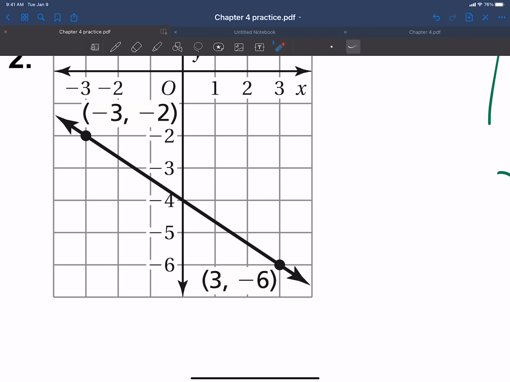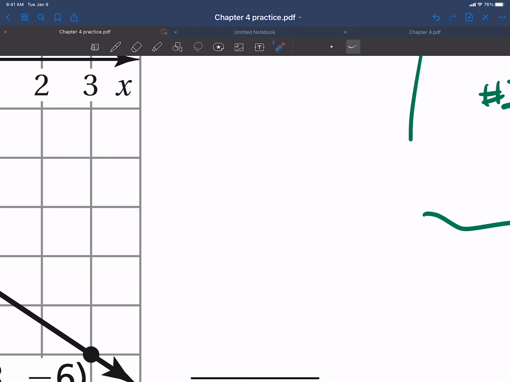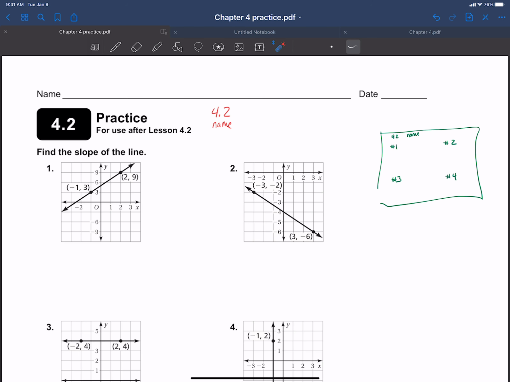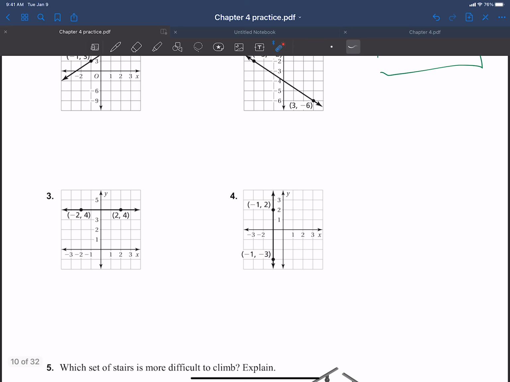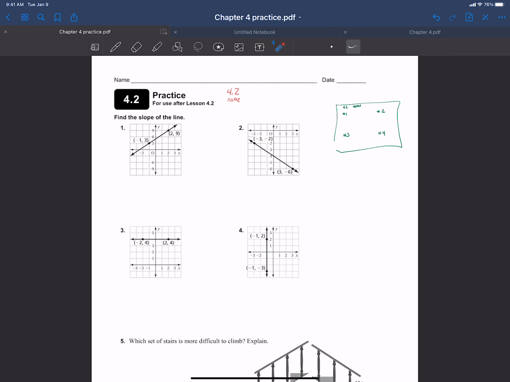Now, remember, if you get a number, I don't know what the answer is, but what if the answer was like 6/4? You can reduce, okay? Make sure you remember to reduce things. I believe this one will reduce nicely. And 3 and 4, tell me what the slope is. You did write these down in your graphic organizer today. So hopefully you do very well.